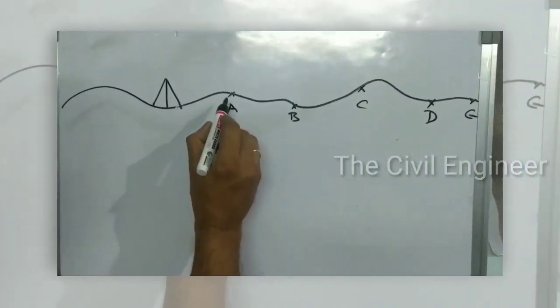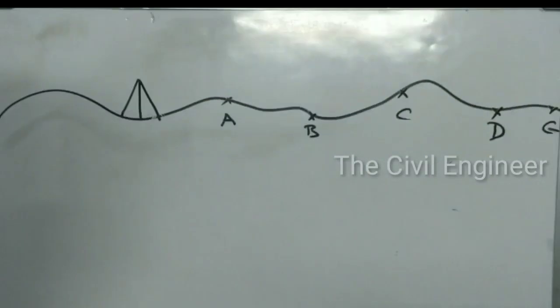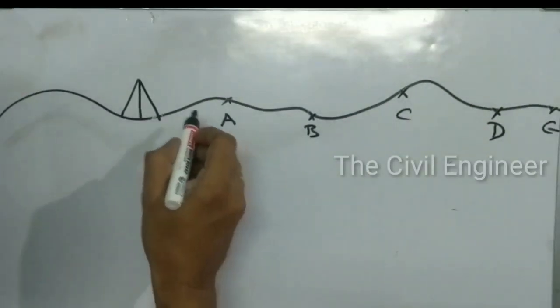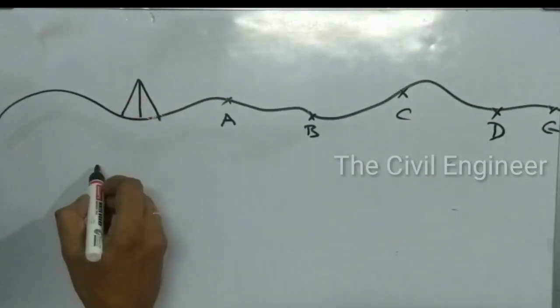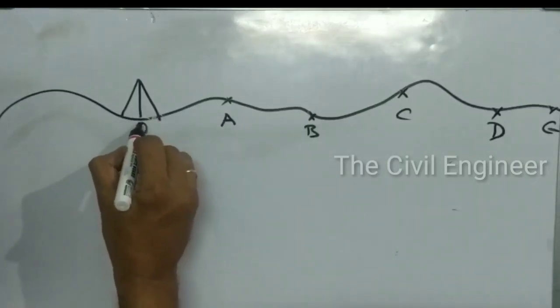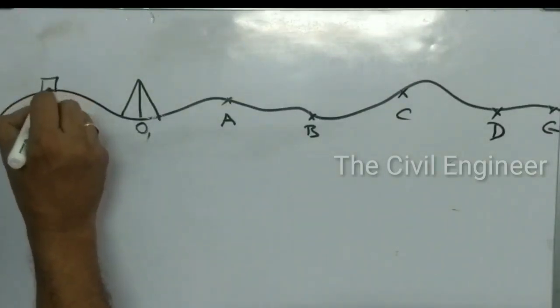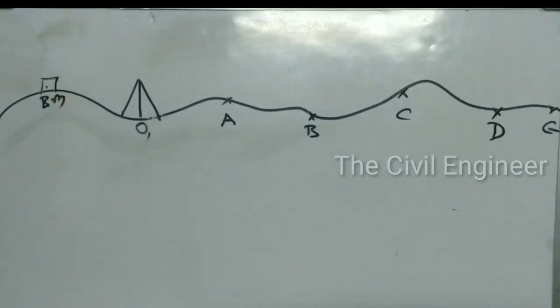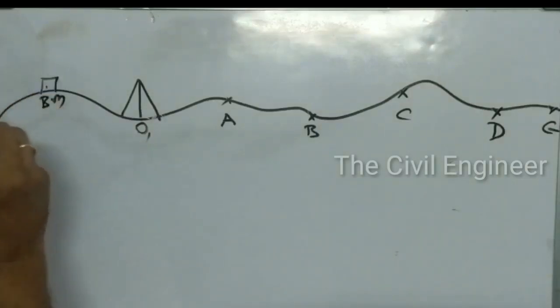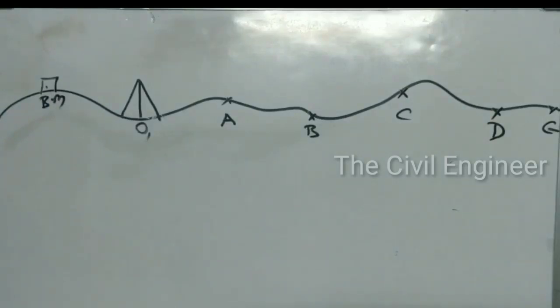If we want to take levels at A, B, C, D, E, before that, first you have to fix the instrument on the ground at a convenient point. Let us take the station point as O1. Now take this as the benchmark. Benchmark means its level is already known. The known elevation of any point is named a benchmark.